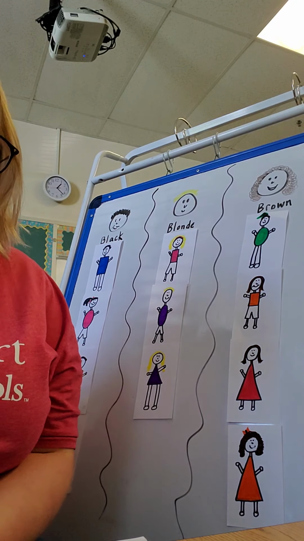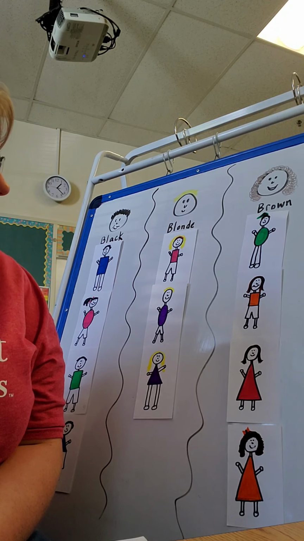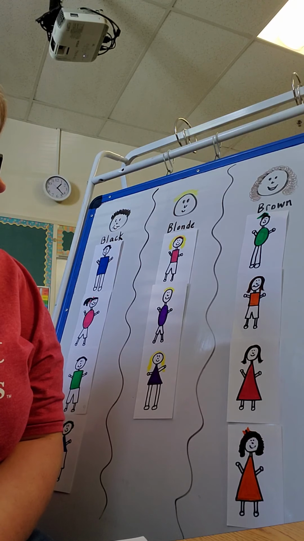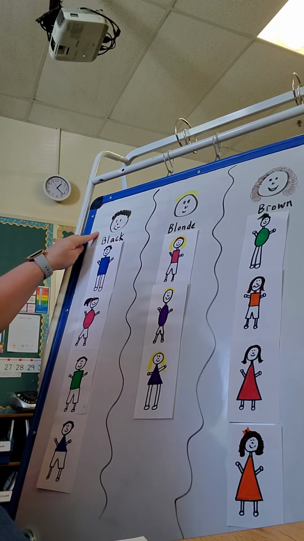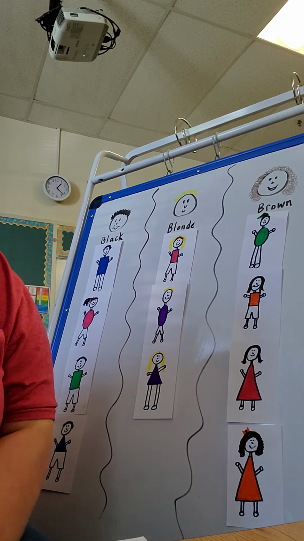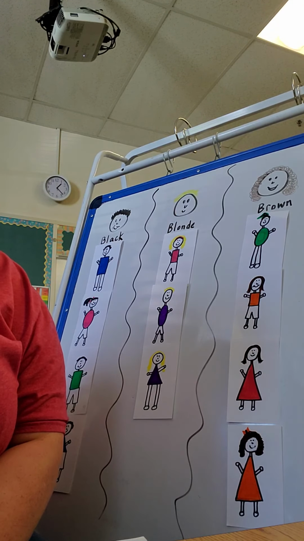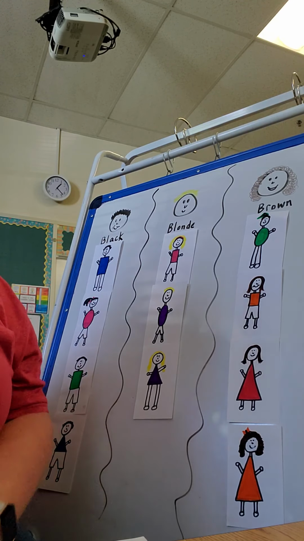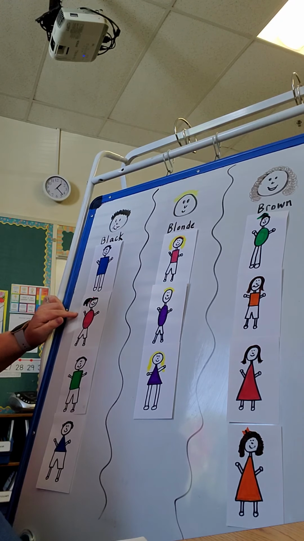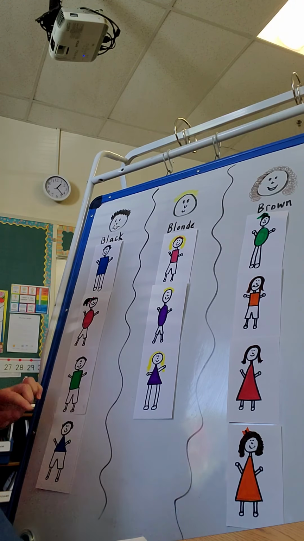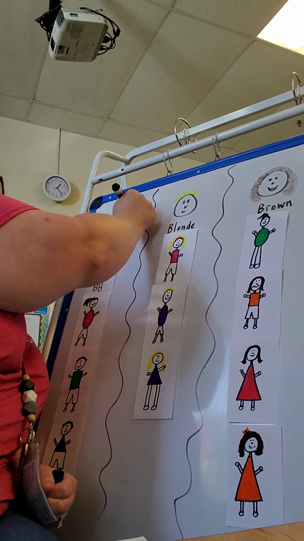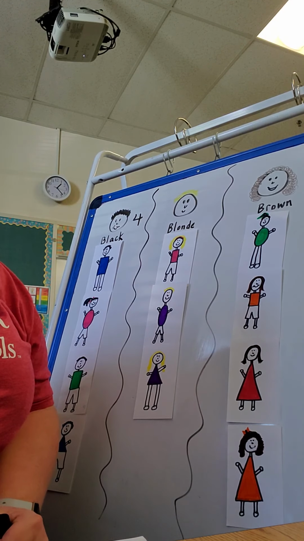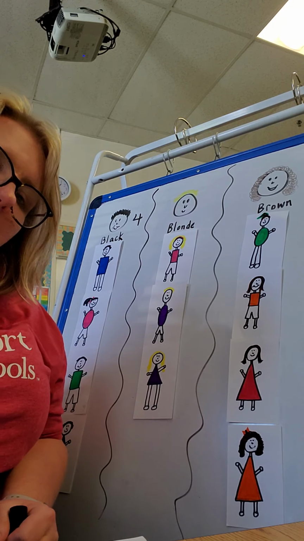All right, so take a look at my data. Take a look at my information, and what do you notice? We know we did some sorting by kids that have black hair, blonde hair, and brown hair. How many kids have black hair? Can you count them? 1, 2, 3, 4. 4 kids have black hair. Let's write the number 4 right there. That'll help us remember. How about here with blonde hair? How many kids have blonde hair? I'm going to give you a second to count.